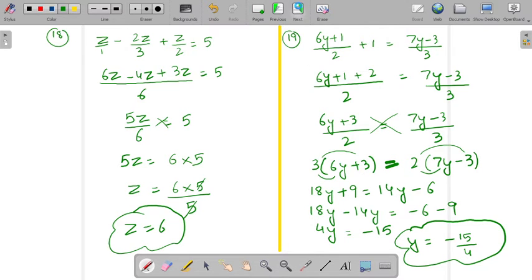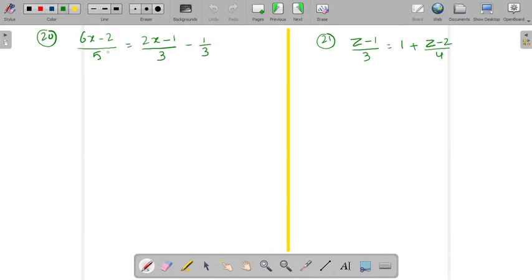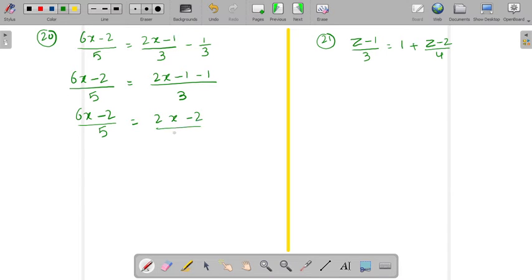Now question number 20. In question 20, what should be the first step? What do you understand? How will you do it? Take its LCM. So the LCM is 3. So 2x minus 1 and minus 1. So solve it further. By taking its LCM, it will be simple for you to go for the steps. Minus 1 and minus 1 will become minus 2.